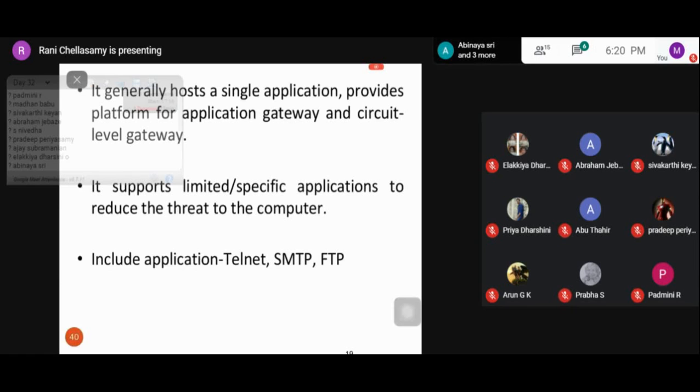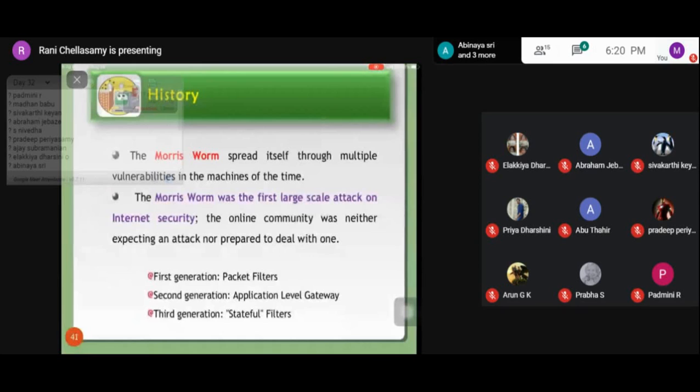So what led to the emergence of the firewall? You might have heard of worms and viruses. A worm called the Morris worm spread itself through multiple vulnerabilities. Vulnerabilities means weaknesses in the machines. In prior years, some machines came across a worm named the Morris worm. That was the first large-scale attack on internet security.